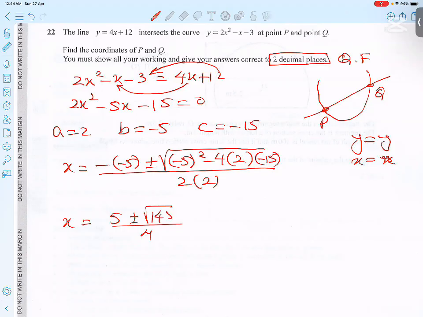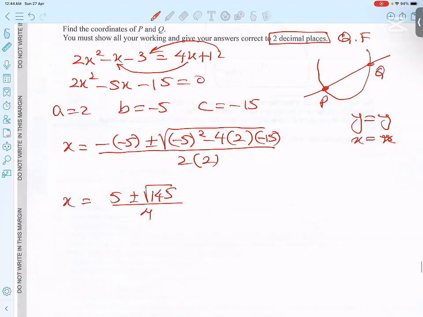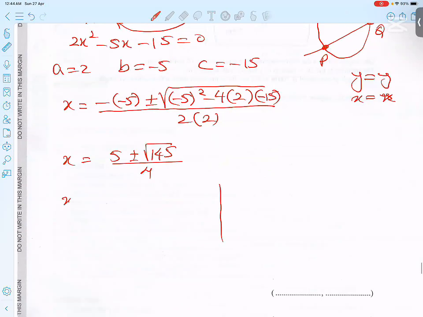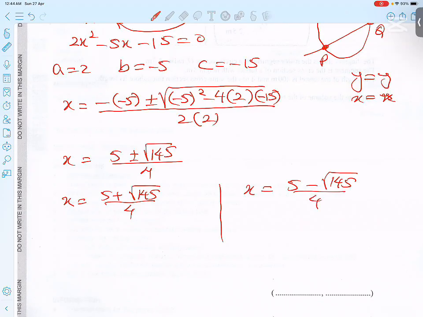Root 145. Okay, so now what to do, students? I will break it in 2 parts: one time positive root of 145 over 4, and one time negative. All right. After this, what to do, students?